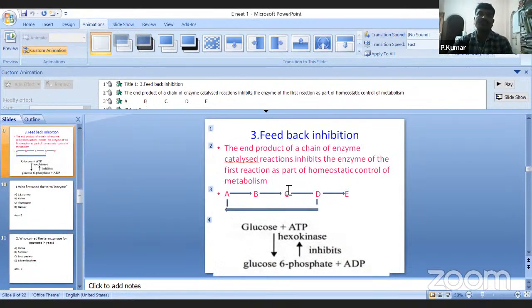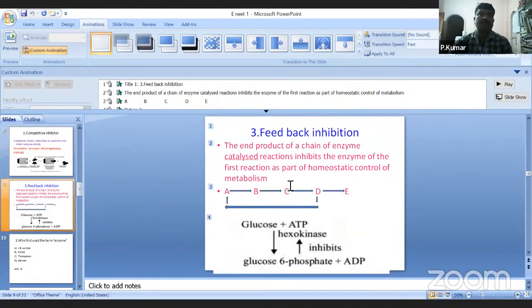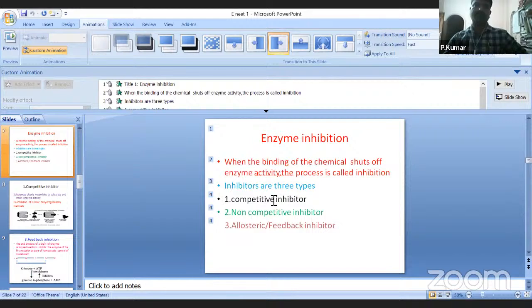Next, non-competitive. So non-competitive inhibitors are not similar to the substrate, and they can form the enzyme-substrate complex, but products are not formed. In competitive inhibitors, we cannot get the products, and in non-competitive also, they cannot reach the products. Here, in non-competitive, you are observing different kinds of behavior.